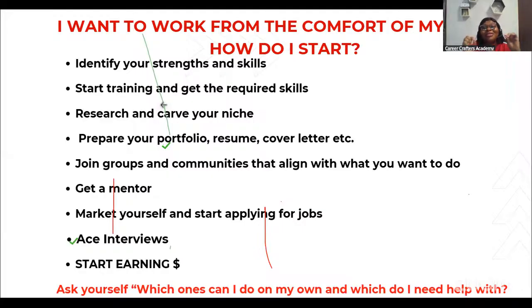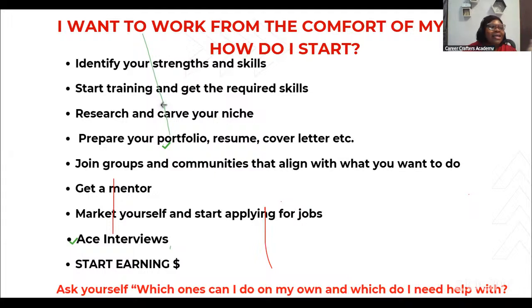So if you understand that this thing is a game, it is the way I play the game that will determine if I will get results. You might be the best, but if you don't present yourself as the best, you've lost it. So you have to present yourself as the best player. That's how you get the jobs. So you have to ace interviews. Once you ace interview, what happened? You've gotten your job. You start earning your cool money.